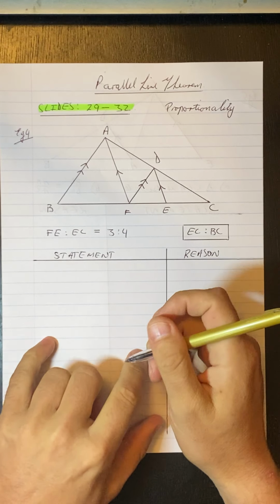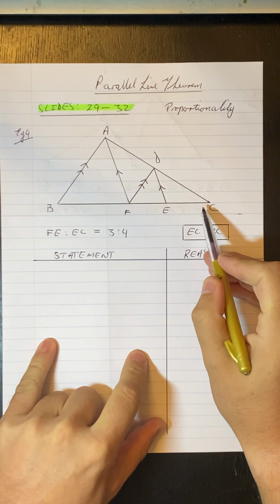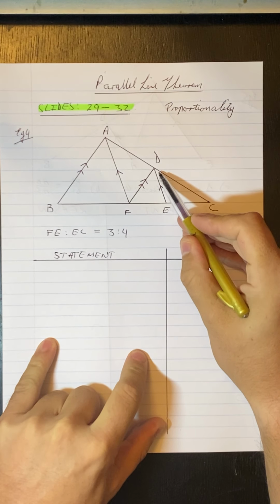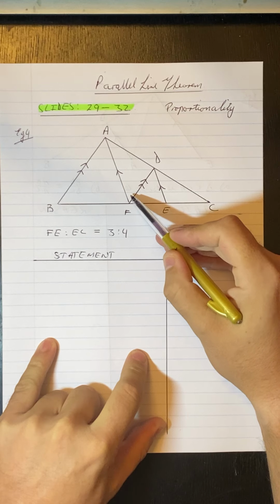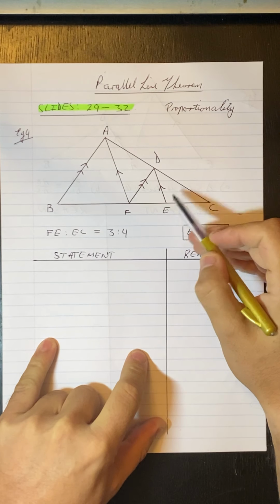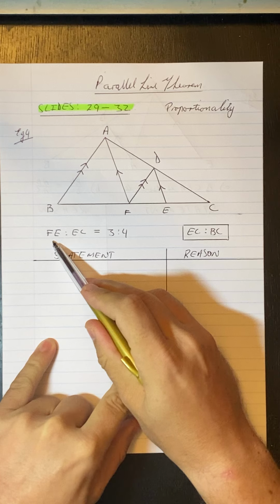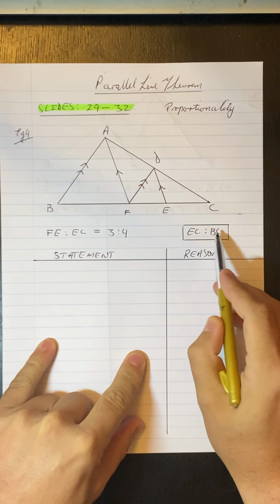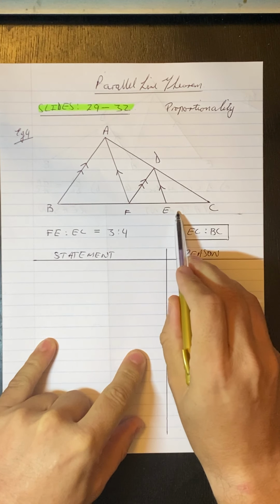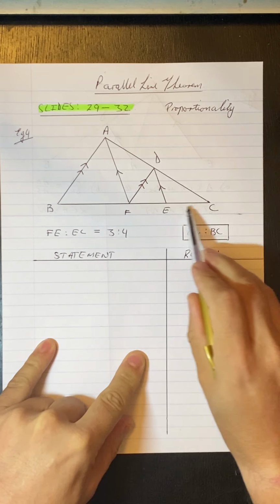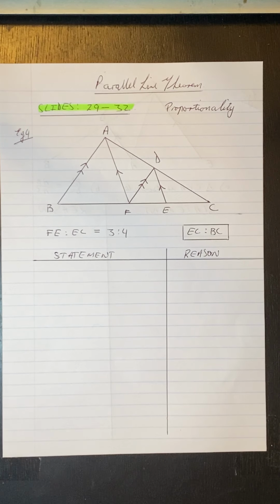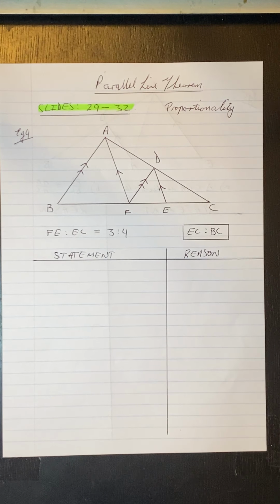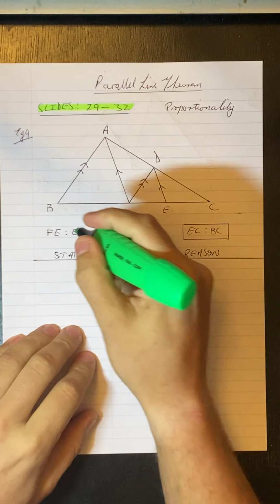It says, in triangle ABC, we have that AB is parallel to FD and AF is parallel to DE. If FE to EC is 3 to 4, determine the ratio EC to BC. So we want to find this EC to BC. Okay, so what I'm going to do is I'm just going to mark a couple of things before we start. Okay, so this I'm going to mark in green.